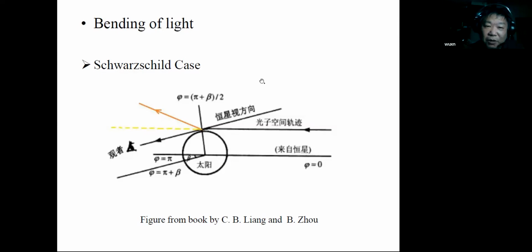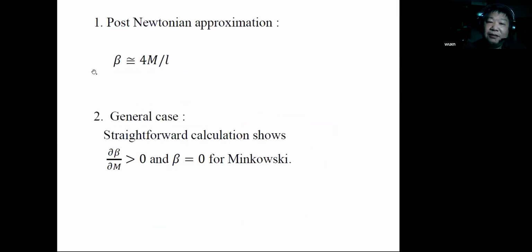That means in the Schwarzschild case, and we can show it in this picture. That means we have light coming in from the right-hand side, and if we have, for example, a sun here, then the gravity of the sun will bend the light, and the ray will go in this way. So the angle beta is just the bending angle of the light.